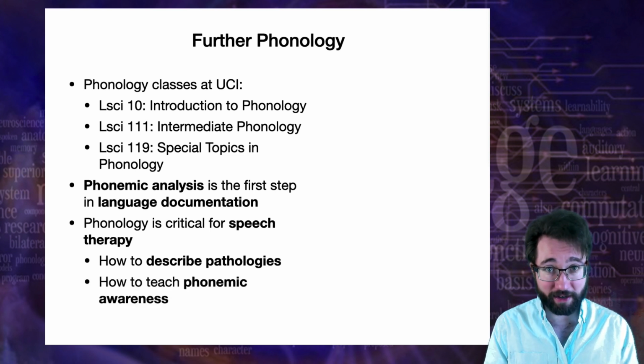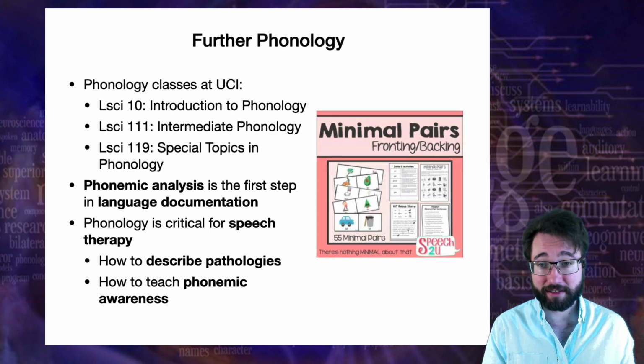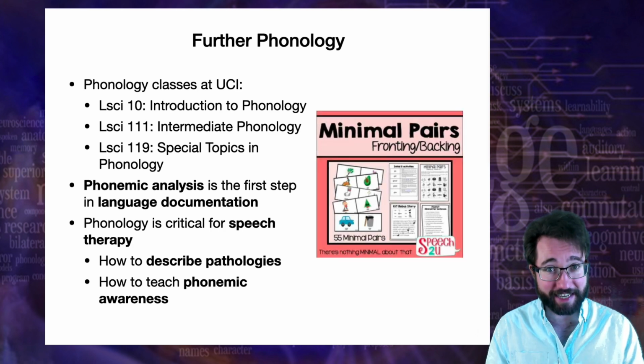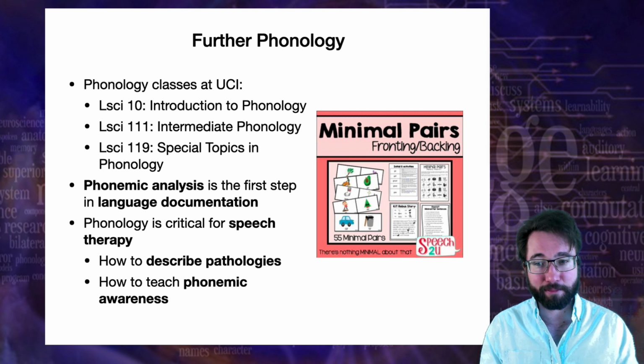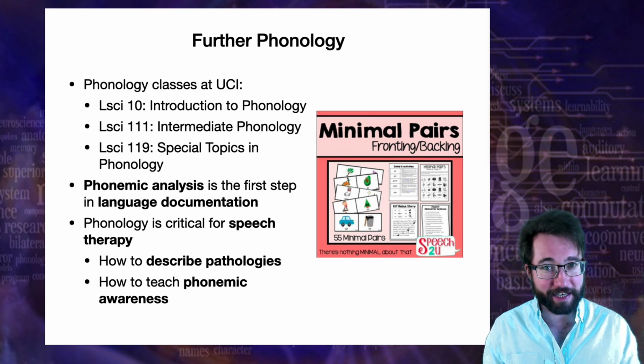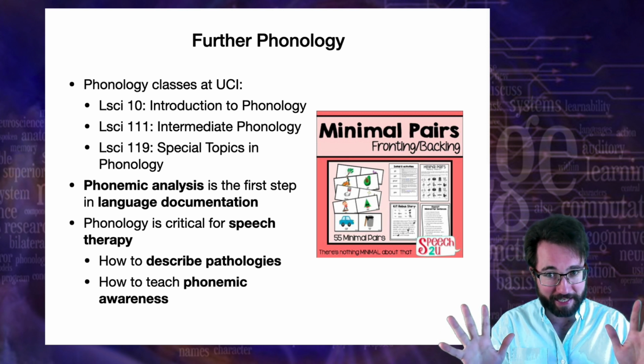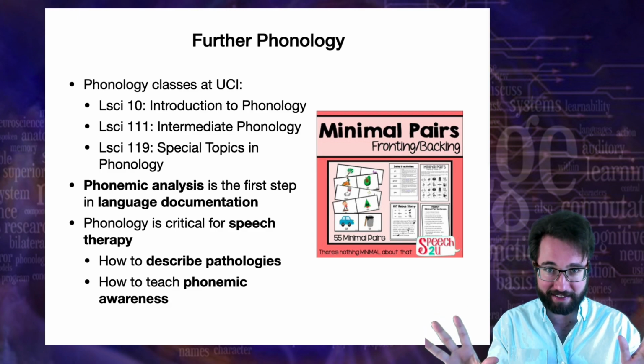Teaching phonemic awareness involves these sorts of minimal pairs. And you can actually get these nice flashcards with examples of minimal pairs, in this case for English, for fronting and backing. Now you know what that means. That refers to a particular vowel distinction in English.